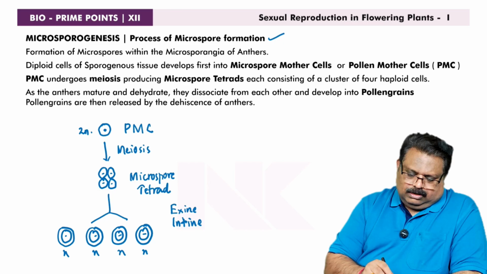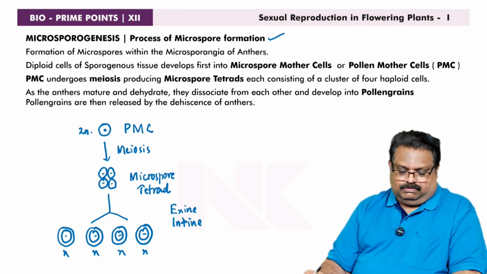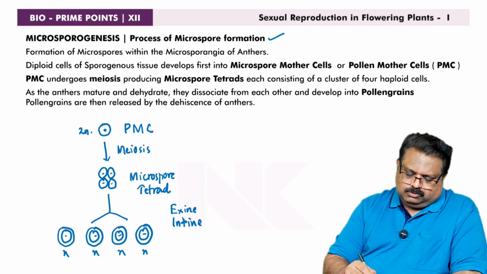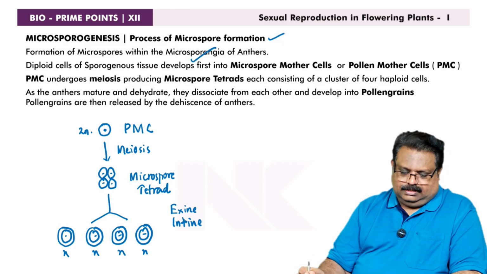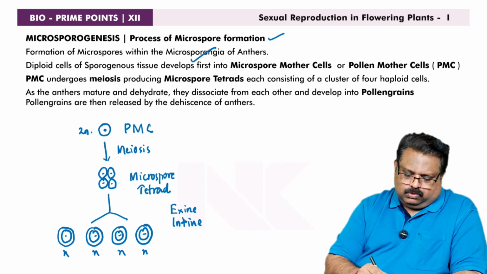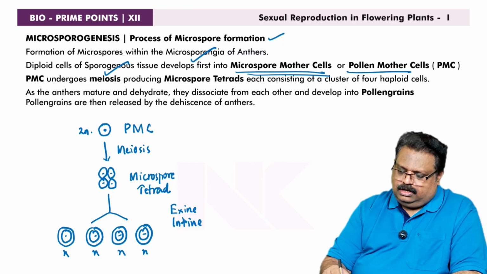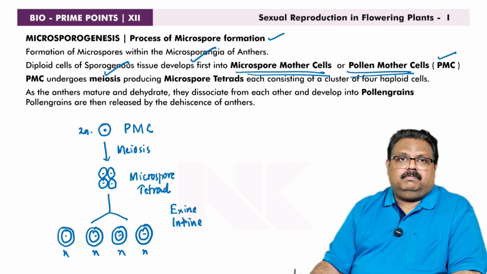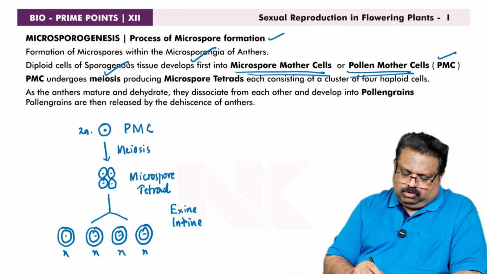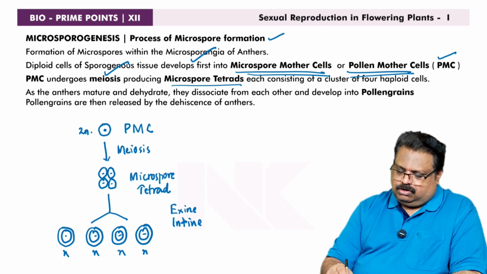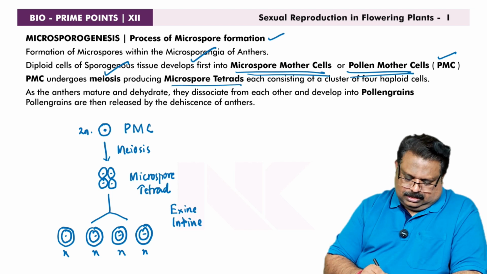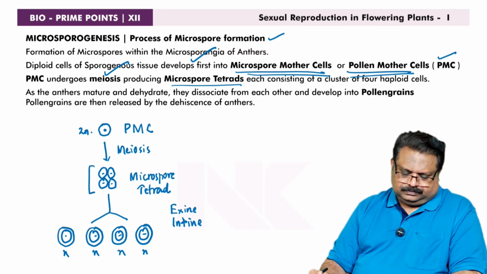You see, microsporogenesis is the process of microspore formation. Formation of microspore within the Microsporangia, anther. The diploid cells of sporogenous tissue develop first into microspore mother cells, otherwise called pollen mother cells. In short, they are called PMC. PMC undergo meiosis producing microspore tetrad. Each consists of a cluster of 4 haploid cells.